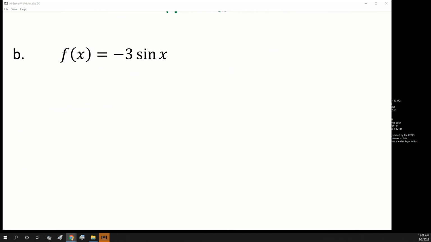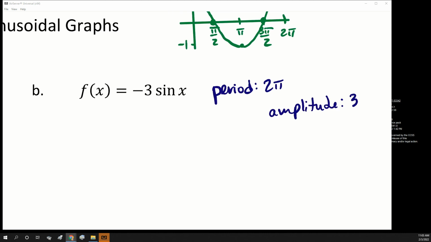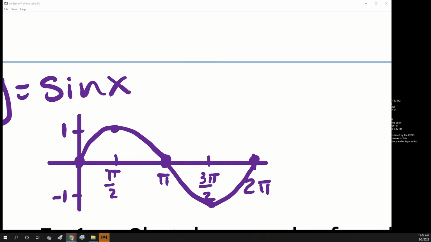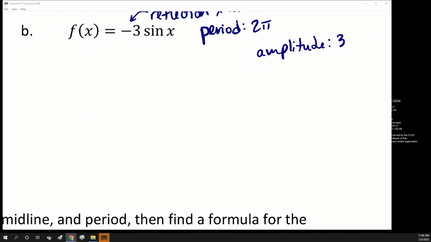Let's look at the next one. So the next one is a sine curve. What would you guys think the period is? Still 2π. Okay. What about the amplitude? That's 3. So it's the absolute value of negative 3. So what is that negative going to do? The reflection. Good. It's the reflection on the x-axis. So this is going to look like the sine curve, which looks like this one. However, it's going to be flipped upside down. All right. So this one, we need to make sure our y-axis goes to 3 and negative 3. I'm going to make it a little bit taller.